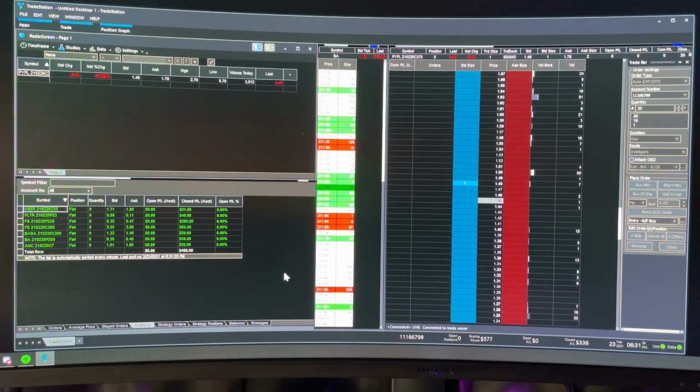Again, there are probably other layouts out there that people use, but this is the one that I like the most, that favors me.